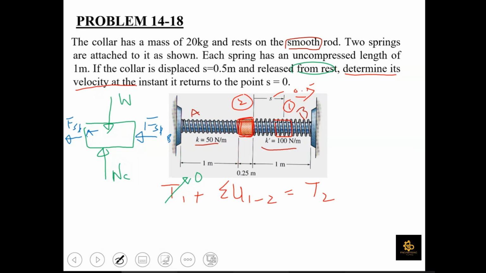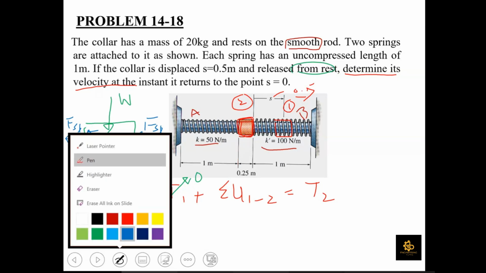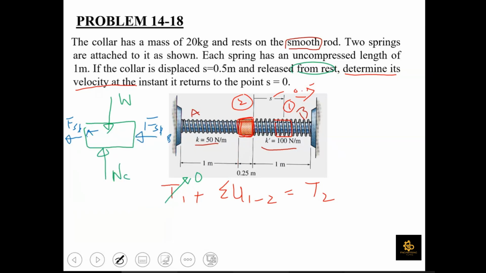Yes, sir. Okay, so we have talked about T1, which is the initial kinetic energy at position 1. It should be equal to 0. The kinetic energy at position 2 can be represented as half m V2 square, where m is 20 kg and V2 is an unknown quantity which needs to be determined in this problem. So kinetic energy is half mv square. Okay, what should be the forces that will be contributing towards work done?